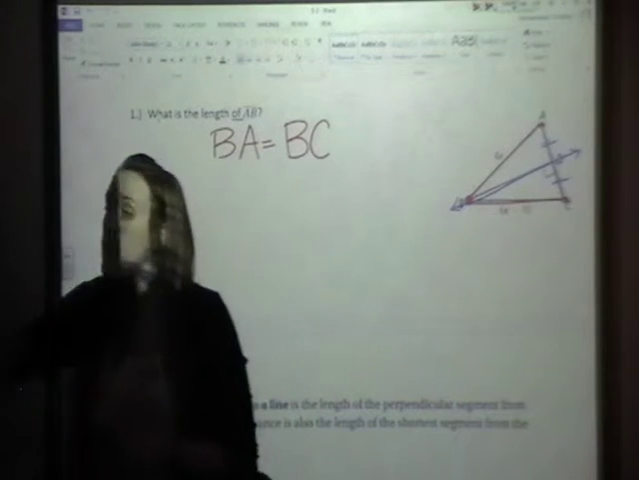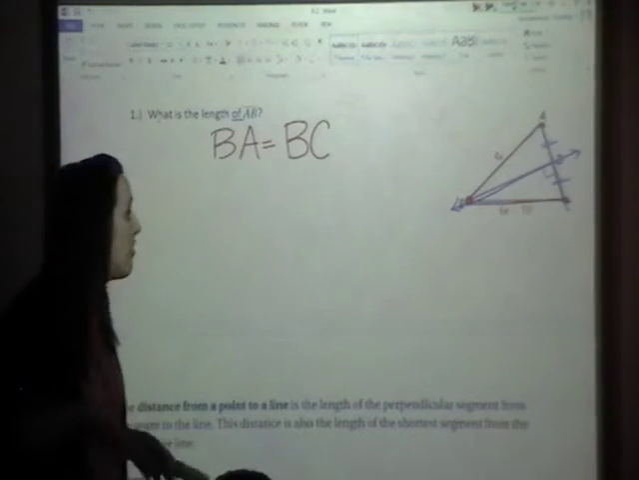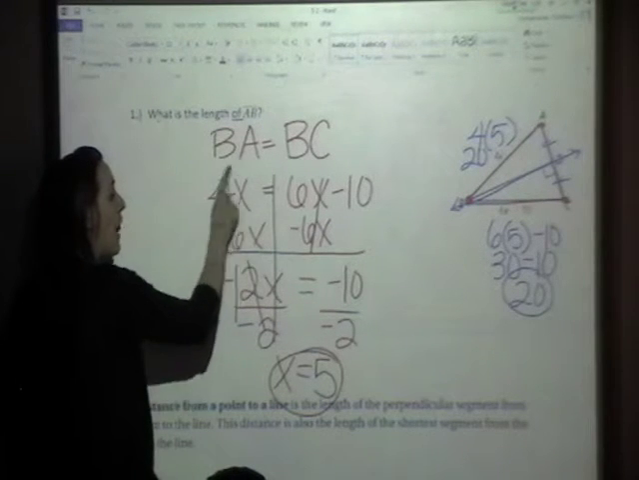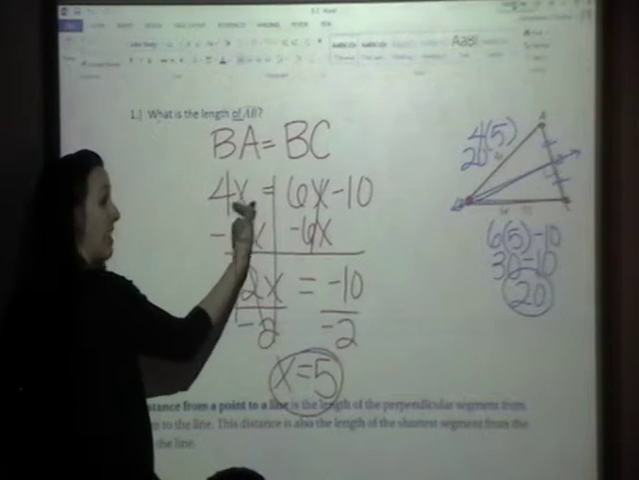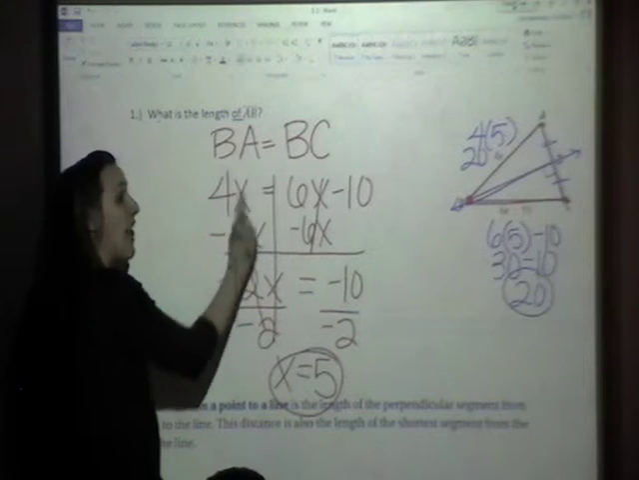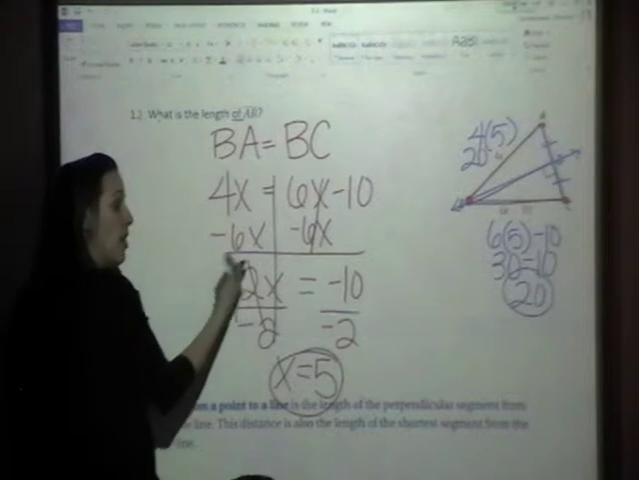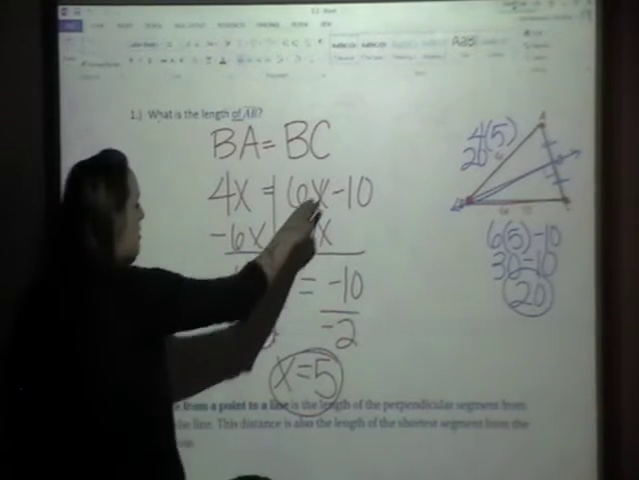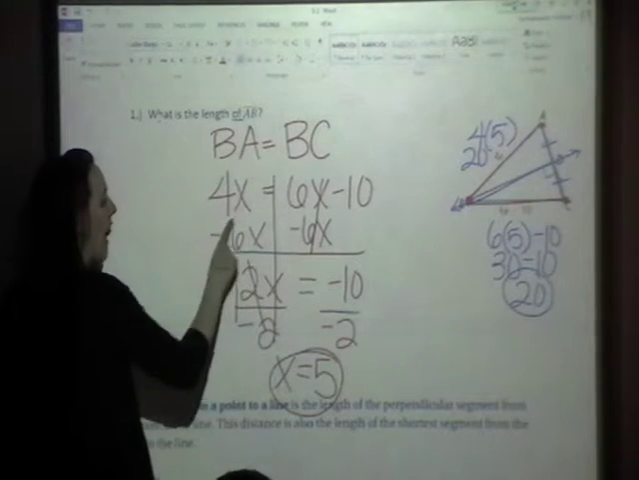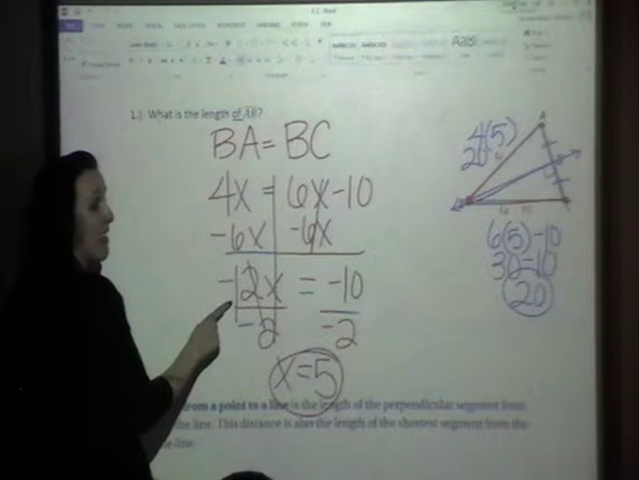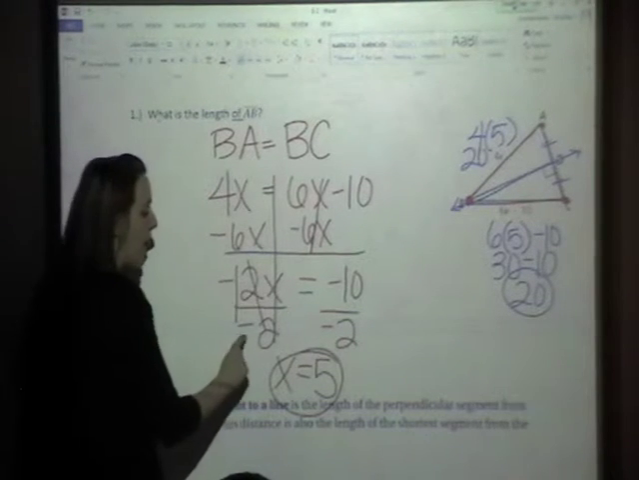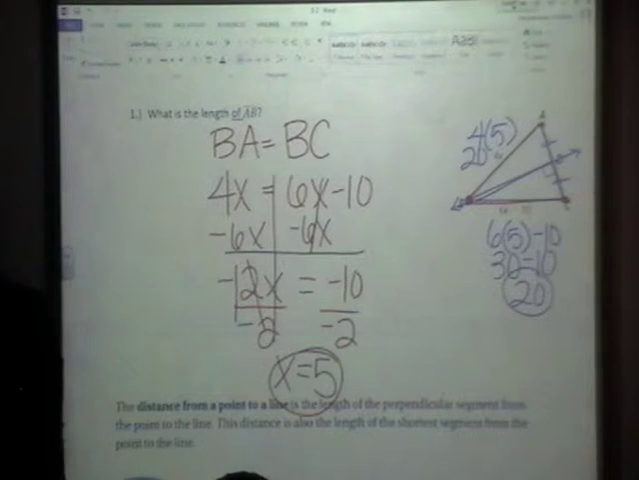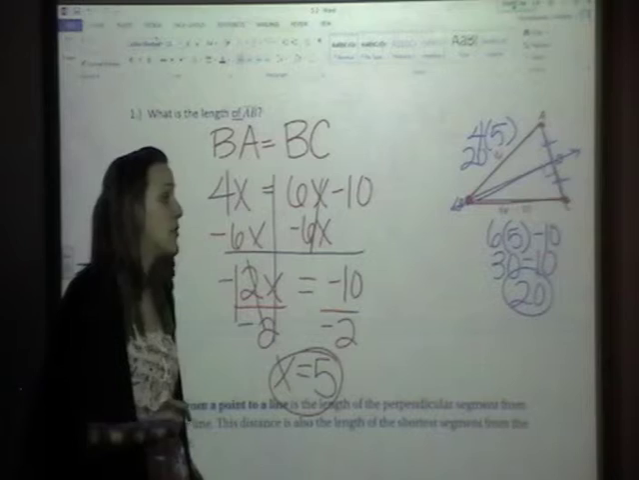We already have a variable by itself. We have 4x by itself. So since 4x is by itself, I want to keep him by himself. That means I need to take my other x and bring him over. So that's why I subtracted 6x from both sides. I brought down the -10 equals 4x minus 6x, which is -2x. I divided both sides by -2, and last I checked, a negative divided by a negative is a positive. And that's where I got x equals 5.